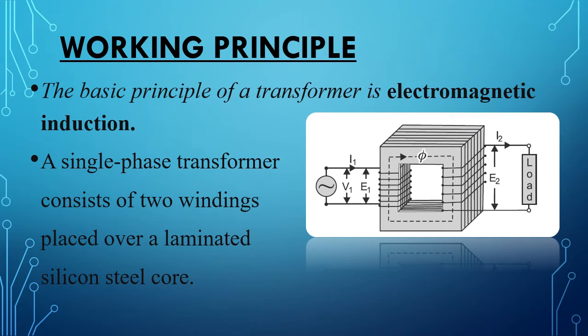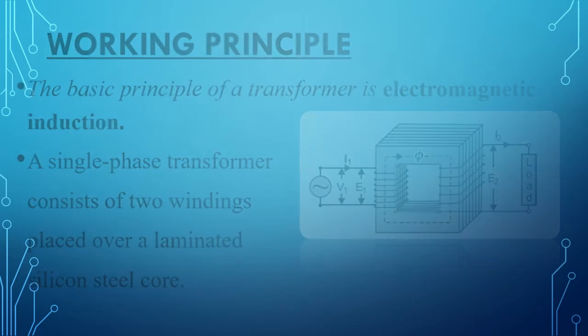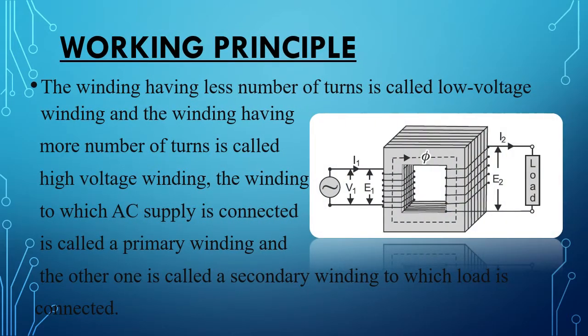Now let us take a look at the working principle of a transformer. The basic principle of a transformer is electromagnetic induction. A single-phase transformer consists of two windings placed over a laminated silicon steel core. The winding having less number of turns is called low voltage winding, and the winding having more number of turns is called high voltage winding. A winding to which AC supply is connected is called primary winding, and the other one is called secondary winding, to which load is connected.